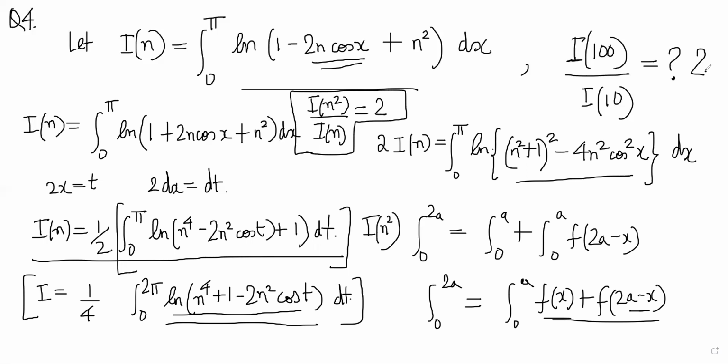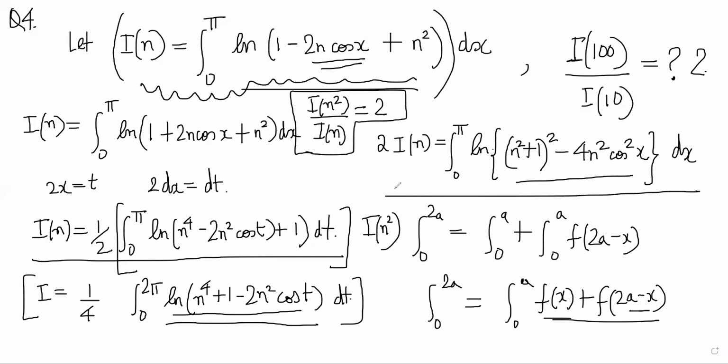So what are the steps here? What are the properties? One is f of a plus b minus x. First we did f of a plus b minus x and then added. We got this, right? And after simplifying, it came as almost like this, but n square instead of n, and cos 2x.